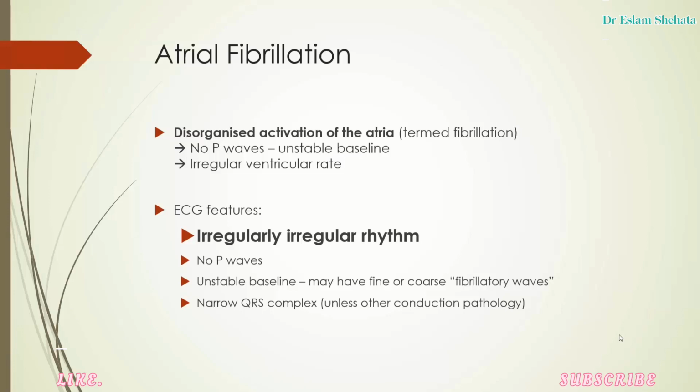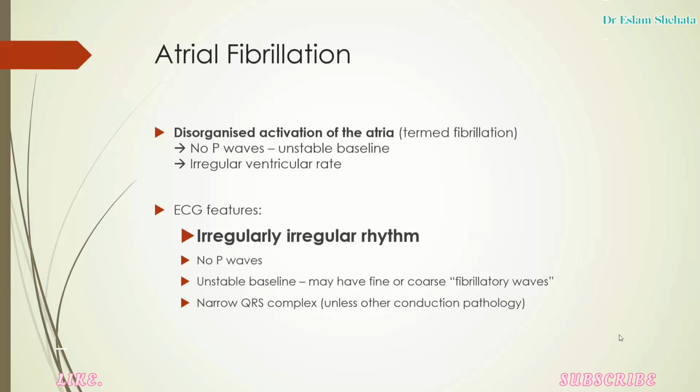So in atrial fibrillation, the key pathophysiology is that we have disorganized activation of the atria, and that's termed fibrillation, so it's atrial fibrillation. Because of that, there are no P waves, as there's no organized atrial activity to form a P wave. You just have this disorganized, random activation of the atria. And this disorganized activity leads to an unstable baseline because there's always some sort of random atrial activity happening. Because of this irregular activity, we have irregular activation of the AV node and bundle of His, and so we have an irregular ventricular response, or irregular ventricular rate.